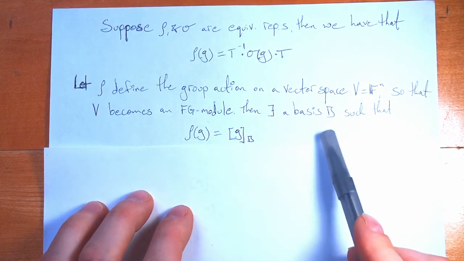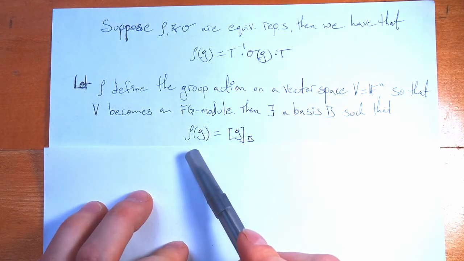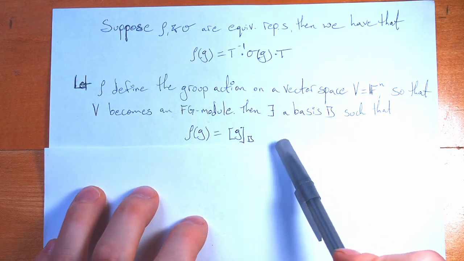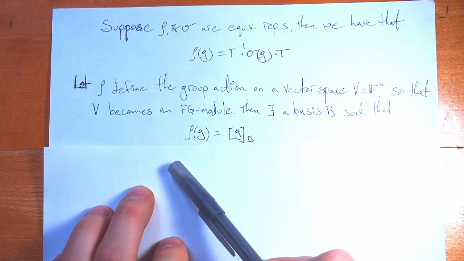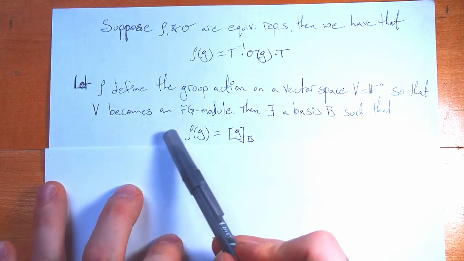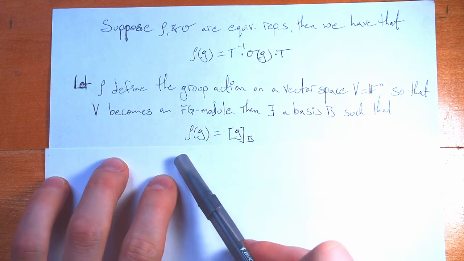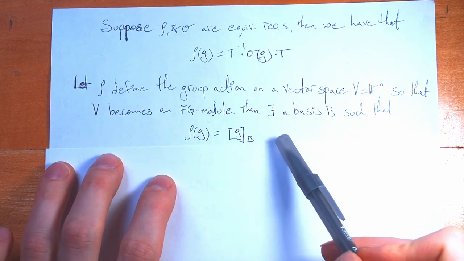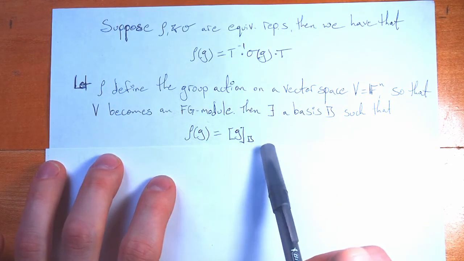You cannot have an FG module with a group action that doesn't give you a representation, right? Every FG module has some group action, and when you pick a basis, it's always going to give you a representation. And every representation, when you let it act on the appropriate vector space, is going to give you an FG module, right? There's a correspondence between these two.